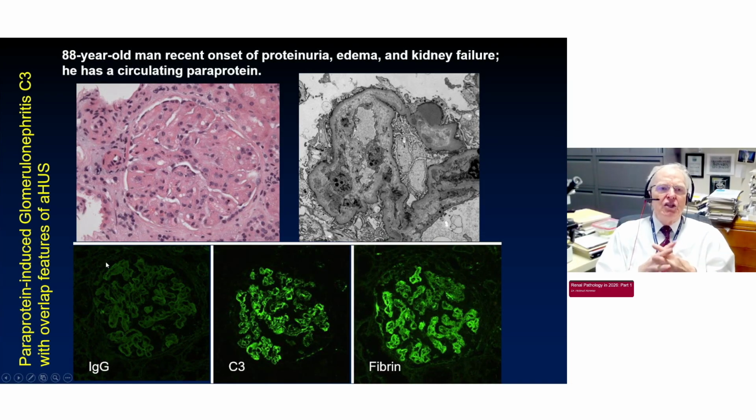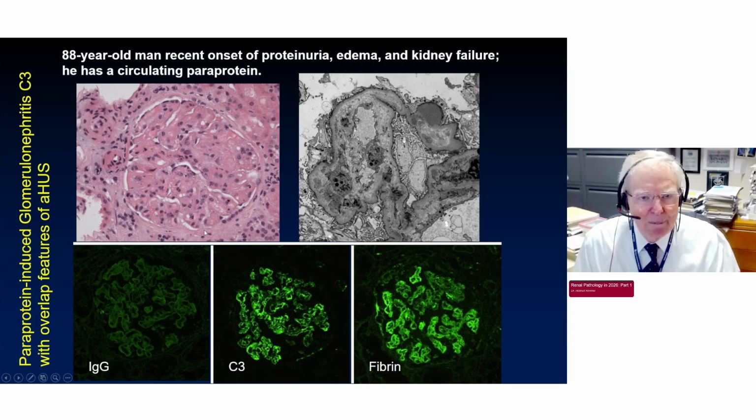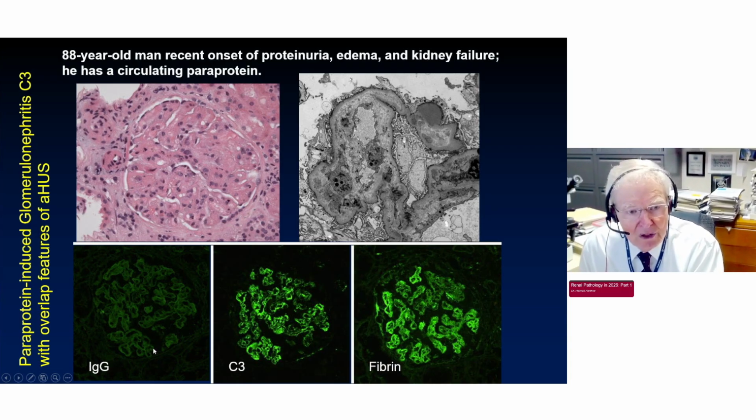Here you have an 88-year-old man with recent onset of proteinuria, edema, and kidney failure. He has a circulating paraprotein. And as you can see, most of the capillaries are occluded by swollen cells. There is a lot of C3, no immunoglobulins.